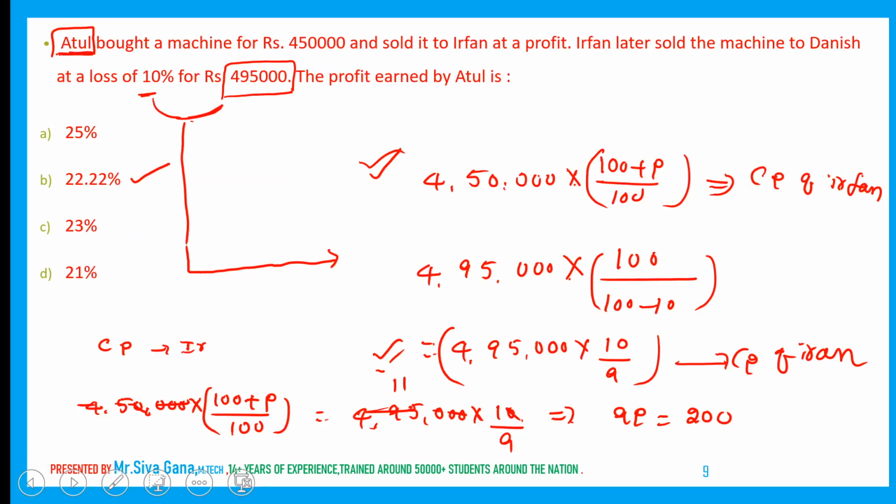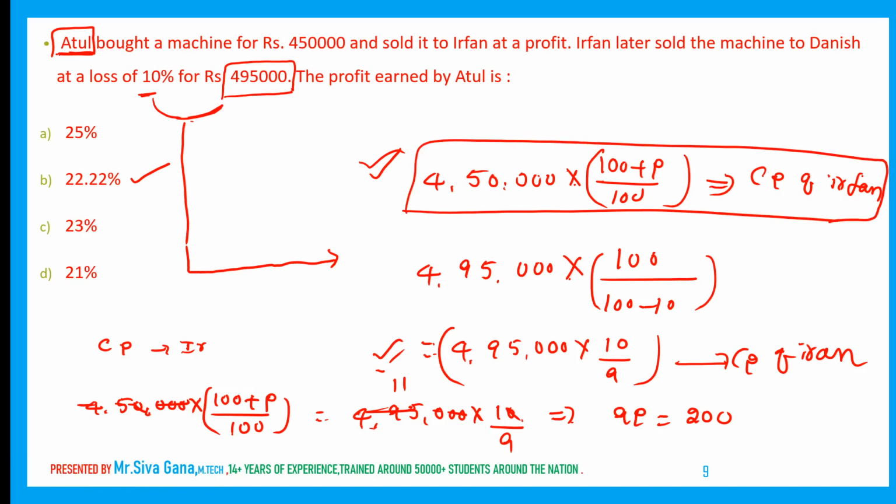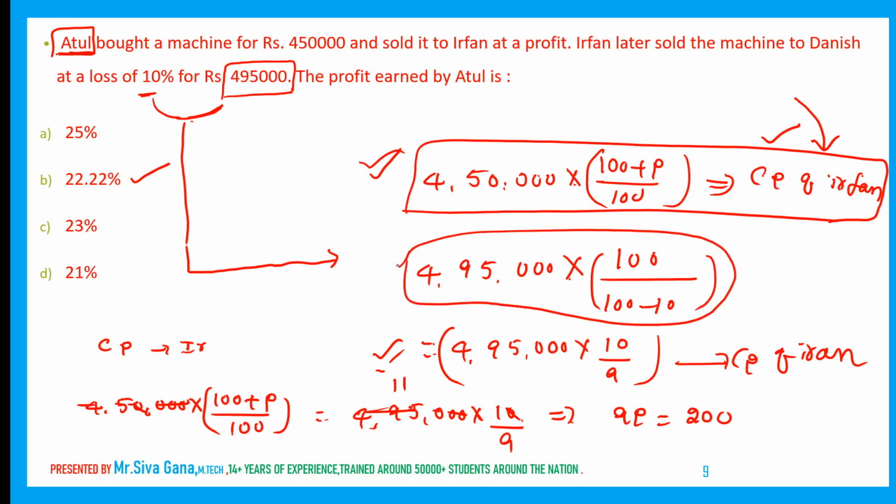Easy question, my dear viewers. So you have to work your brain in this way. Profit and loss is also an important topic. Irfan is the middle person. So the cost price of Irfan from the information of Atul and the cost price of Irfan by selling to Danish, both are similar, both are the cost prices. This is with respect to CP, this is with respect to SP.